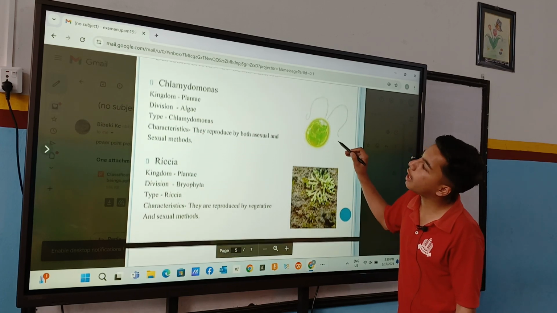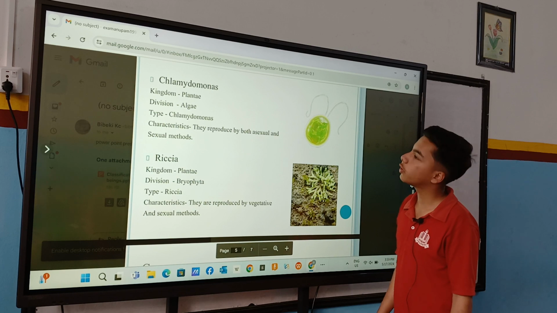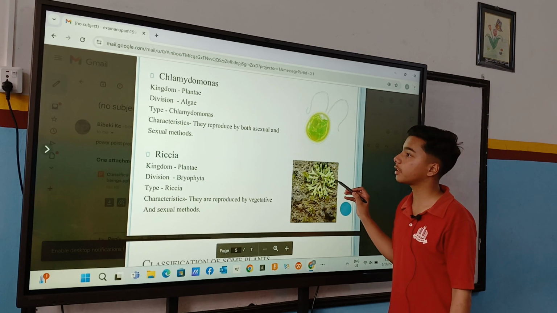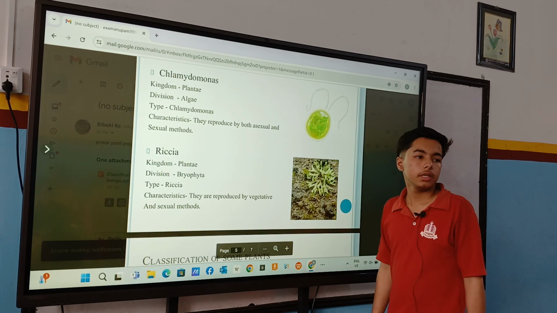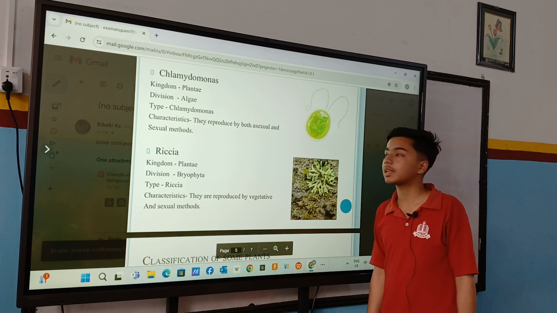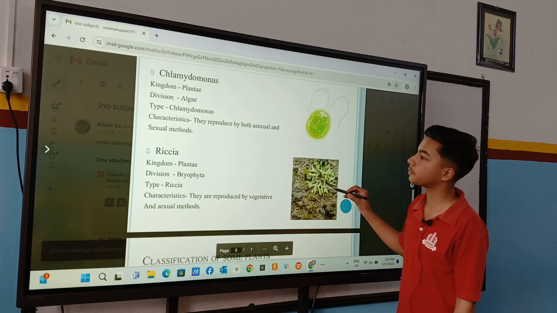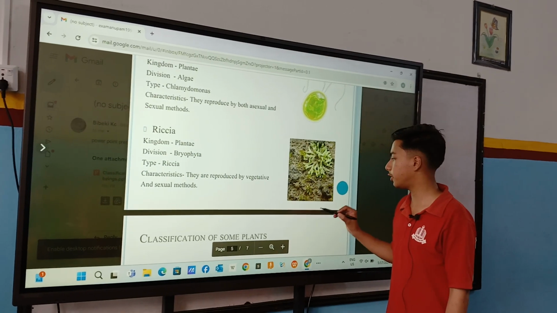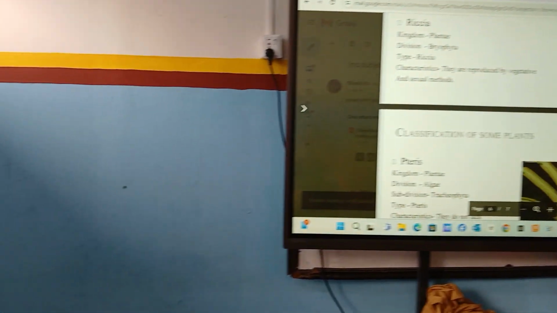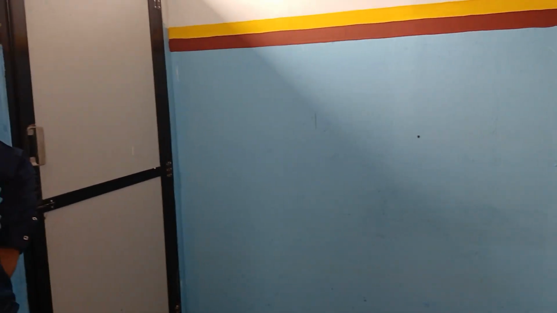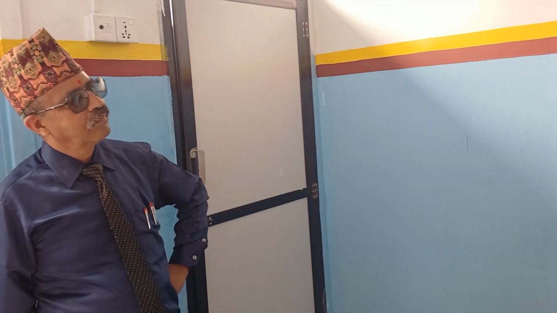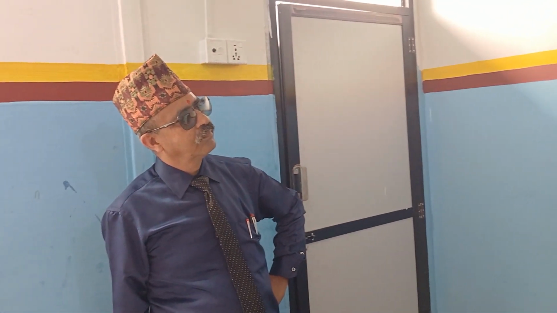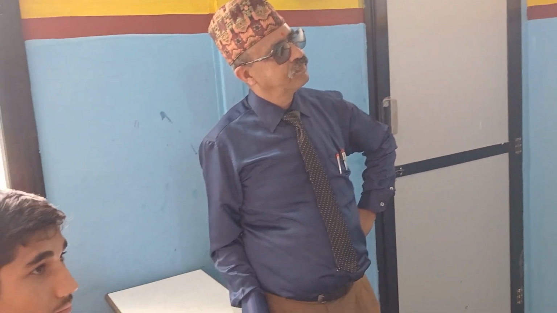Another plant is Chlamydomonas. It lies in the Plantae kingdom. It is classified into the algae division. They reproduce by both asexual and sexual methods. Riccia is classified into the Bryophyta division. They generally reproduce by vegetative and sexual methods.